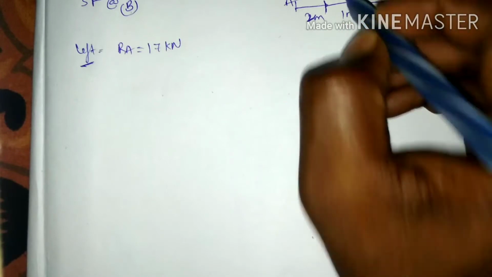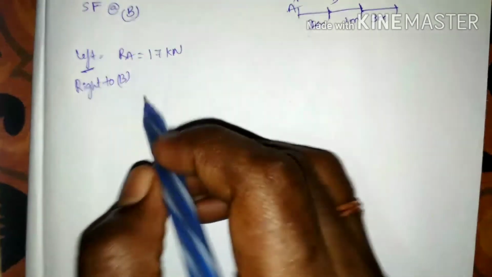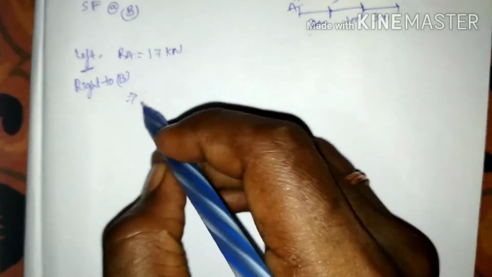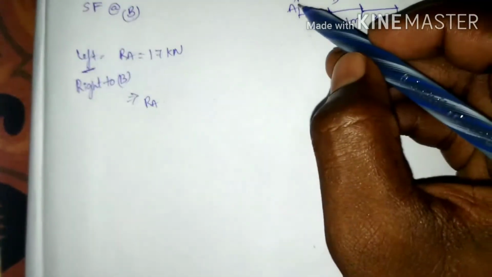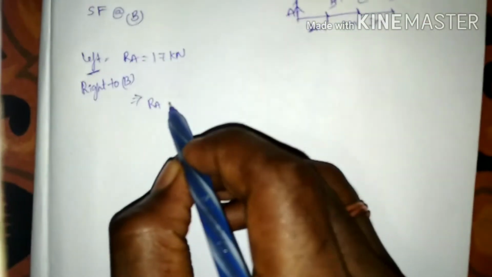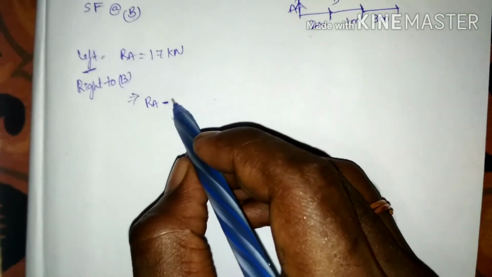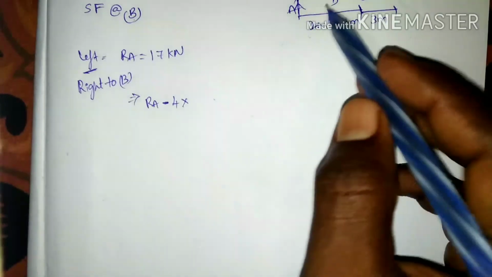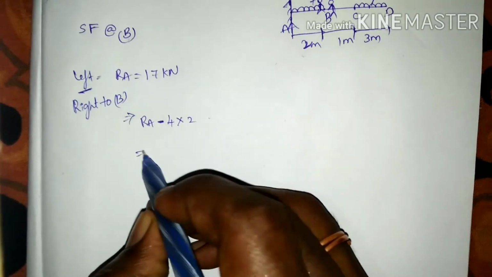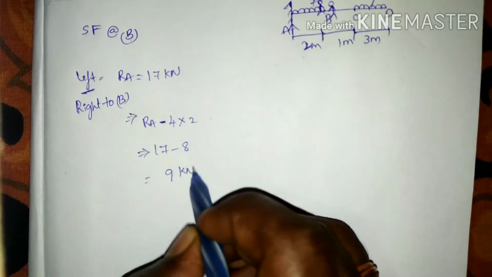And next, if I stand just right to the B, then we are going to have the reaction RA in the upward direction, and the UDL load in the downward direction, so I am going to take a negative sign. Minus 4 into the distance which is going to act here, that is 2 meters, that is equal to 17 minus 8, that is equal to 9 kilonewtons.